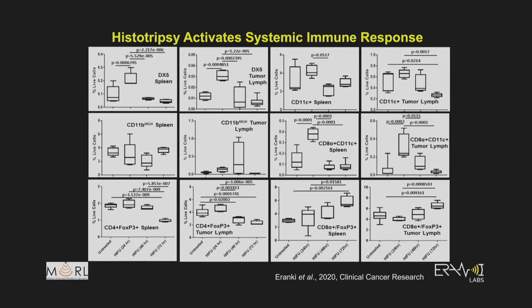Different locations. So spleen, draining lymph node, contralateral lymph node, and tumor. I think stains are great to look at. They're very colorful and nice. Flow gives you the whole thing. Stain gives you spatial information.